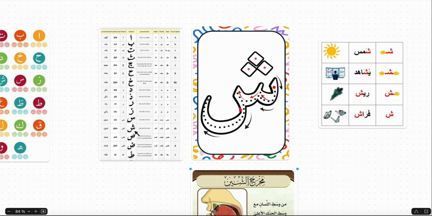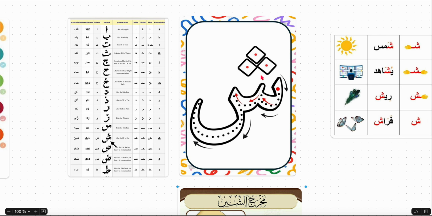In this picture you see the letter here in the public form. Shin, and these arrows show us how it's written. It will be written... And not forget the three dots above it. And the sound of the letter is ish, ish, ish.